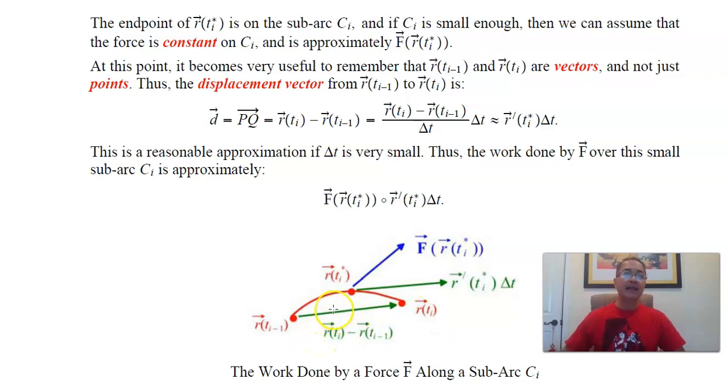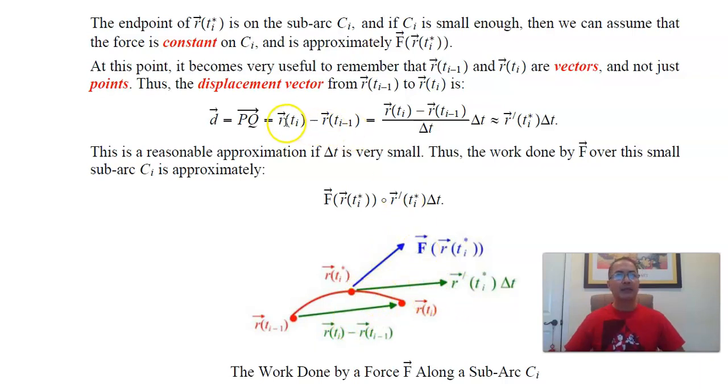Then we have a representative point, r of t_i star. The force that the particle is experiencing along this subarc, we can assume to be almost constant, because it's here for a very, very small period of time. So that force will be constant, and we will use the representative point to compute that force. We will take the dot product then of the force with this displacement.